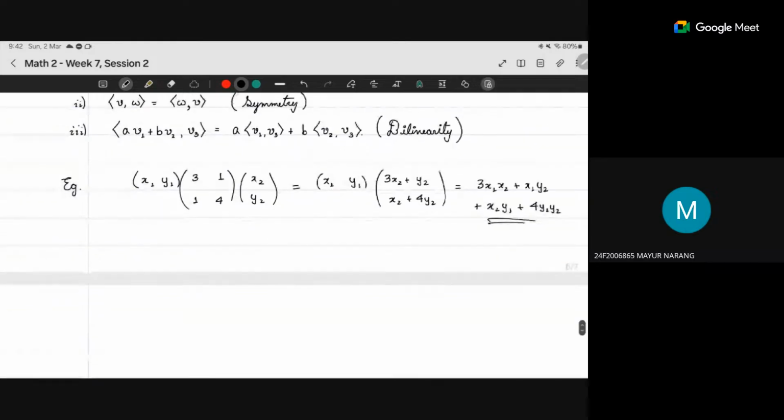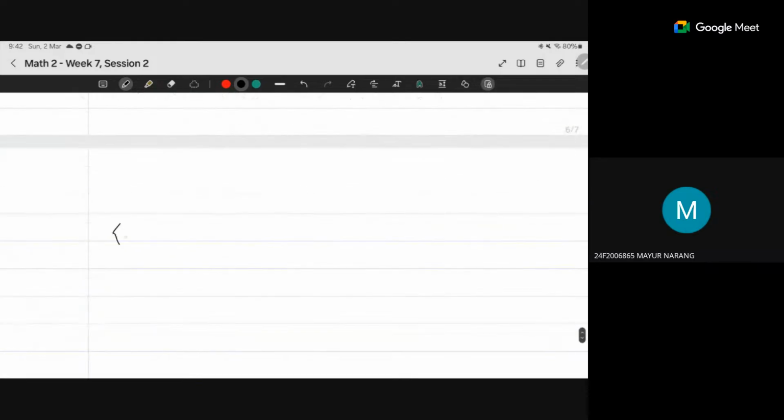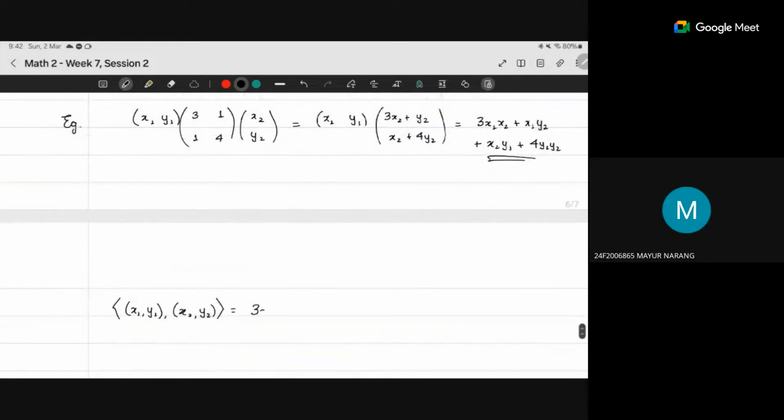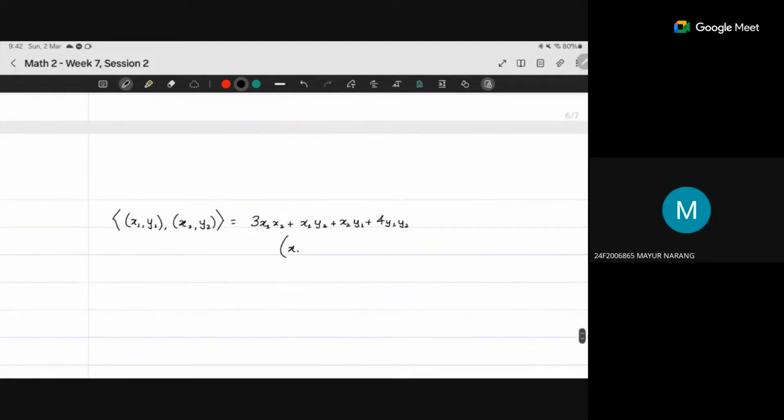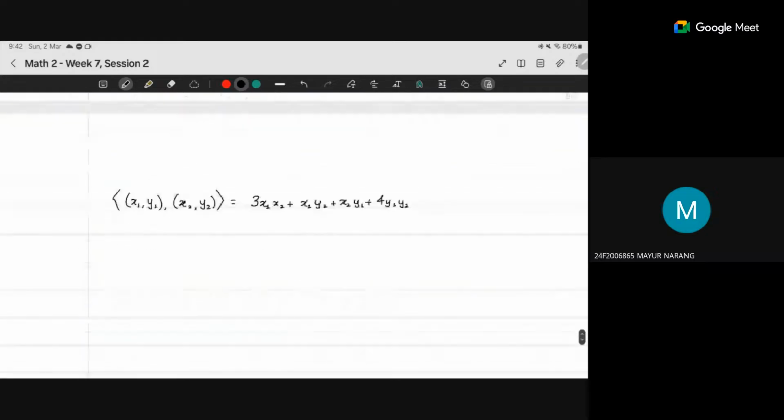So take this as your inner product. I define the inner product of (x1, y1) and (x2, y2) as this quantity: 3x1 x2 plus x1 y2 plus x2 y1 plus 4y1 y2. Now the ordinary inner product was just x1 x2 plus y1 y2, but here we have some more terms. You can verify at your convenience that all these properties are satisfied.